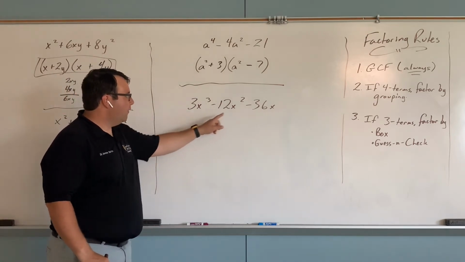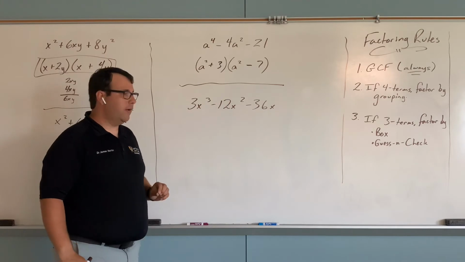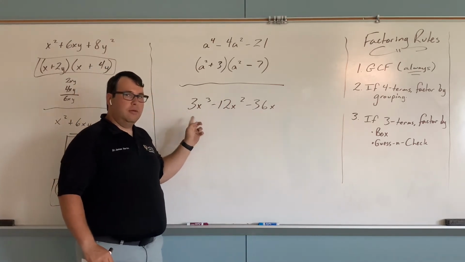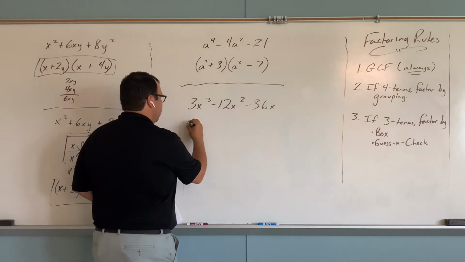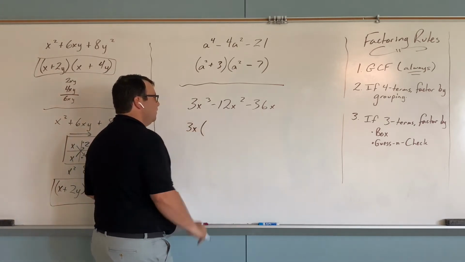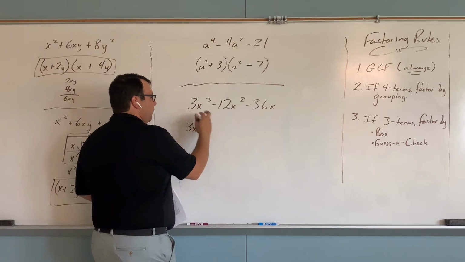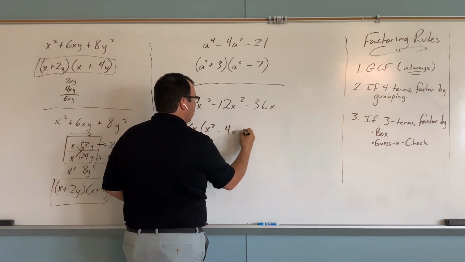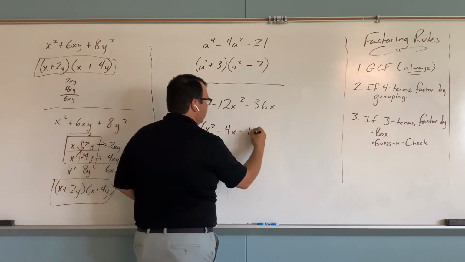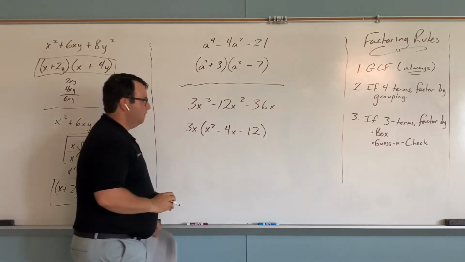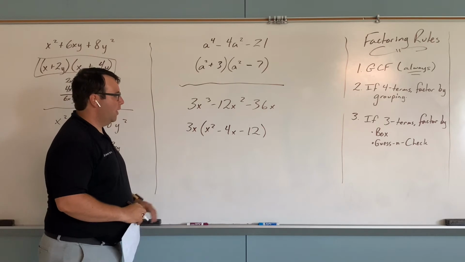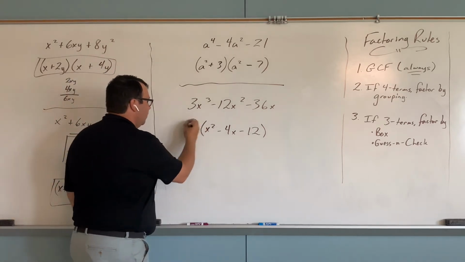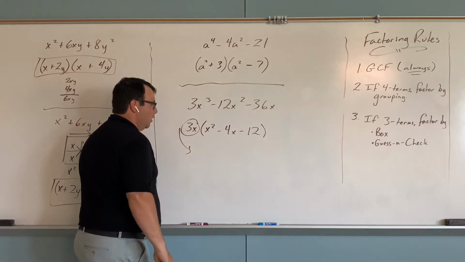Yes, they all have an x. That's pretty obvious right off the bat. They also are all divisible by 3. So let's pull out 3x. Now, that leaves me x squared minus 4x minus 12. Now, what am I left with? Again, I have that 3x. We'll just circle it and bring it down. We know it's going to be something that's used later.